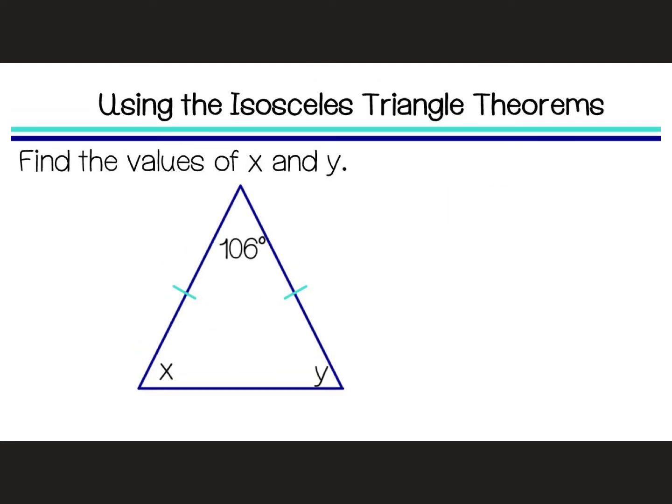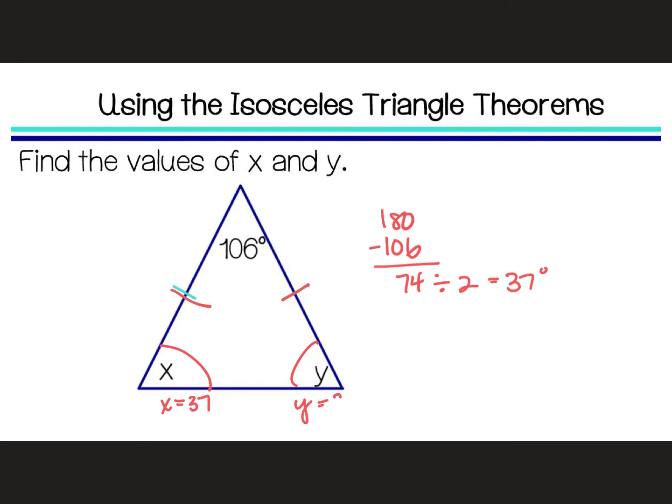Here's another example. Again, we know we have an isosceles triangle because of the sides here that are marked as being congruent. So those base angles will be equal to each other, and I know that x is going to be equal to y. Since we have the vertex, I can take 180 degrees minus 106, and that gives us 74. That 74 degrees has to be split up evenly among the two angles that we know are the same. So if I take 74 and divide it by 2, that gives me 37 degrees. So x is 37, and y is also 37.